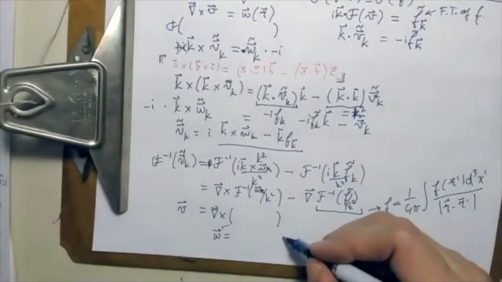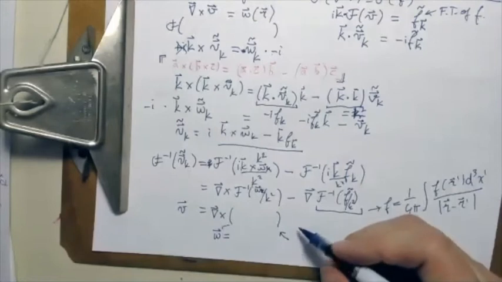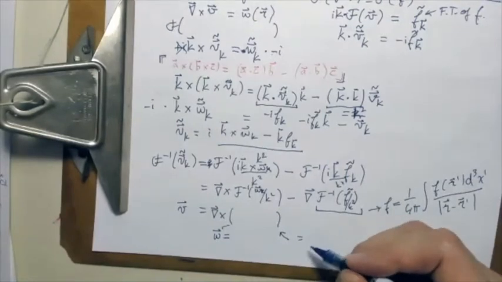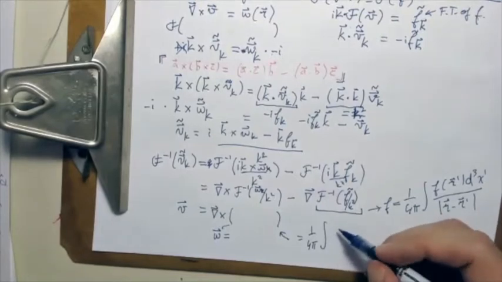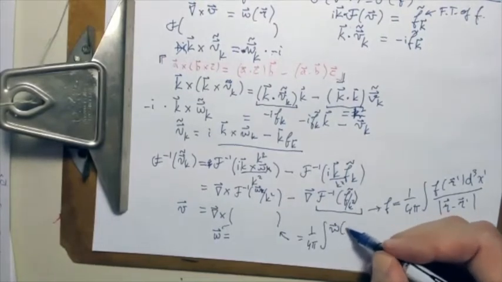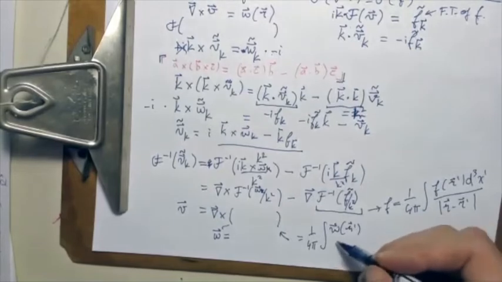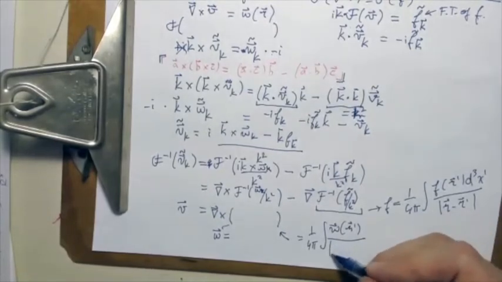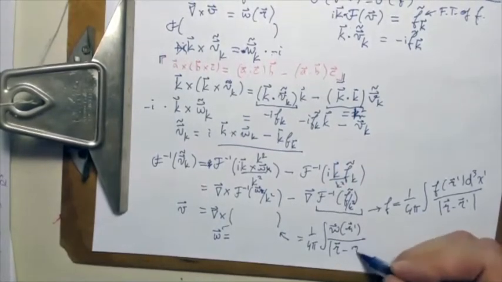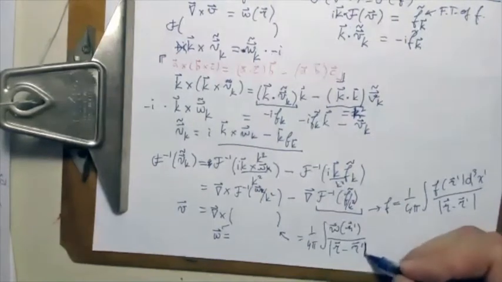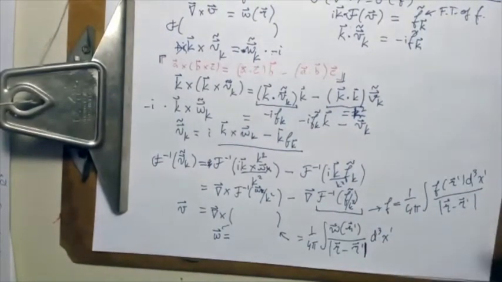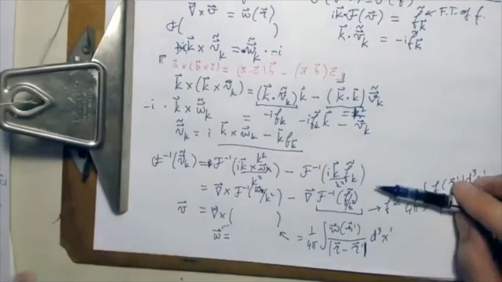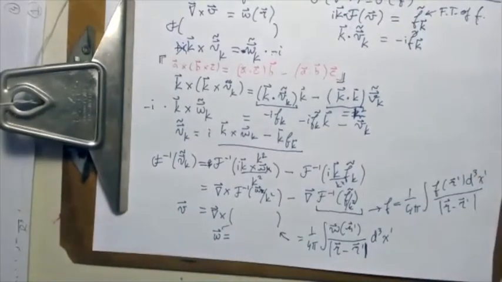And then this one is our U. That's 1 over 4 pi, also W. Oops, that's an absolute sign. D3x.